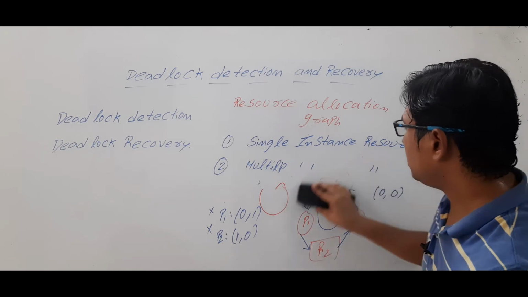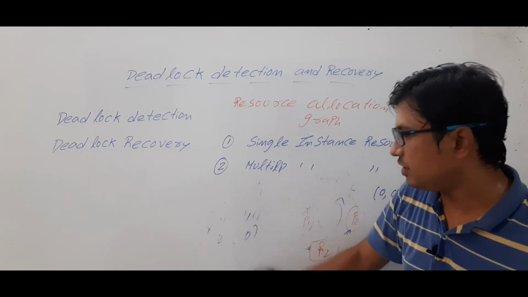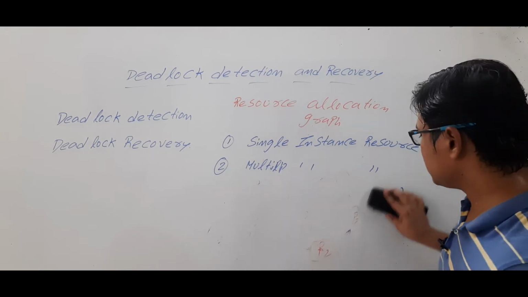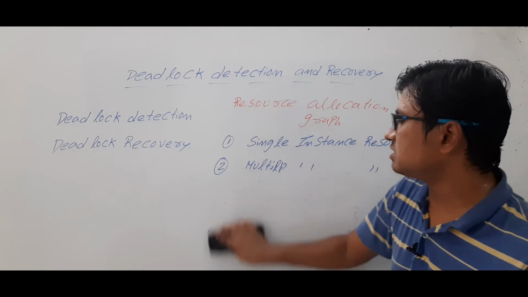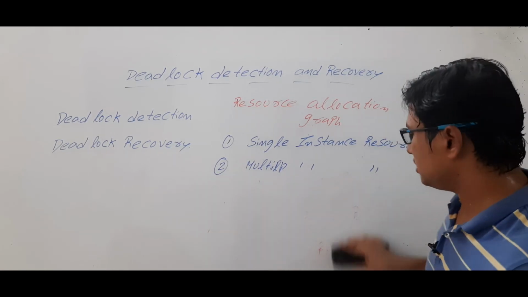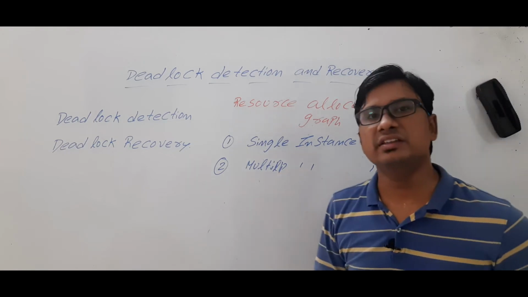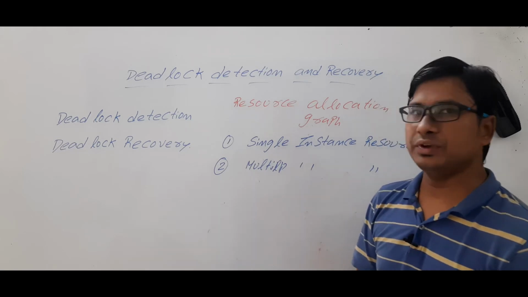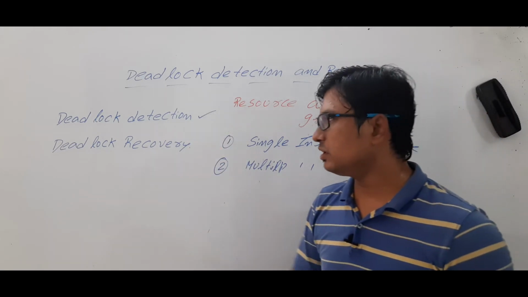When it comes to the multiple instance resource allocation graph, we will use the banker's algorithm to check whether there is a deadlock or not. We will check whether the system is in a safe state or not. Is it clear? So we will use those mechanisms to find whether there is a deadlock by looking at the resource allocation graph. So we have discussed the detection. Now we will discuss the recovery.